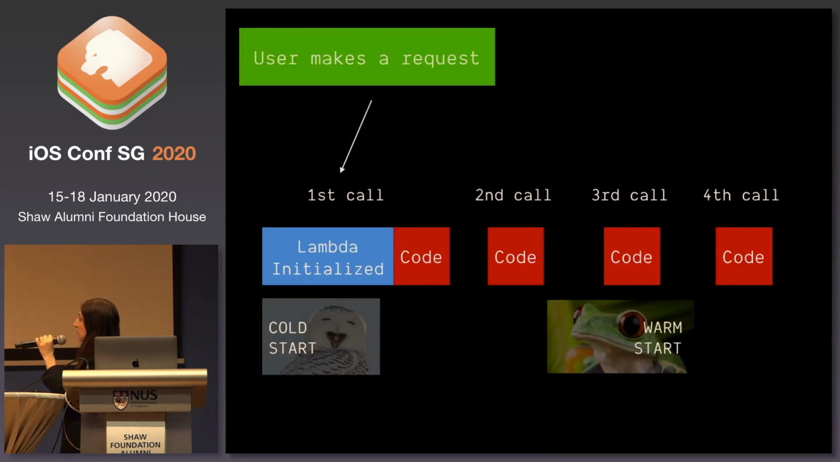So a user makes a request. On the first call, the Lambda needs to be initialized. And then the code in the Lambda, like the function we looked at before, can be called. And when that happens, we call it cold start. Whereas with subsequent requests that a user might make or other users might make, you have warm start. So the code in the Lambda can just run.